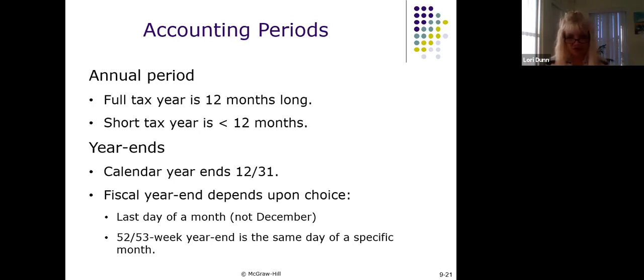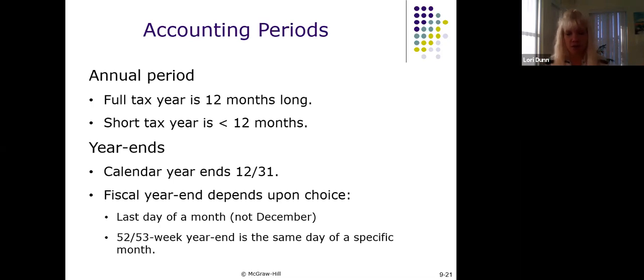So most tax years will be a full tax year, at least 12 months long. We talked about already, sometimes a company could have a short tax year, maybe when they first start, or if they switch from one tax year to another tax year, that time in between when they're switching from the old to the new would be considered a short tax year. You still need to do a tax return for that. So we just want to let you know that.